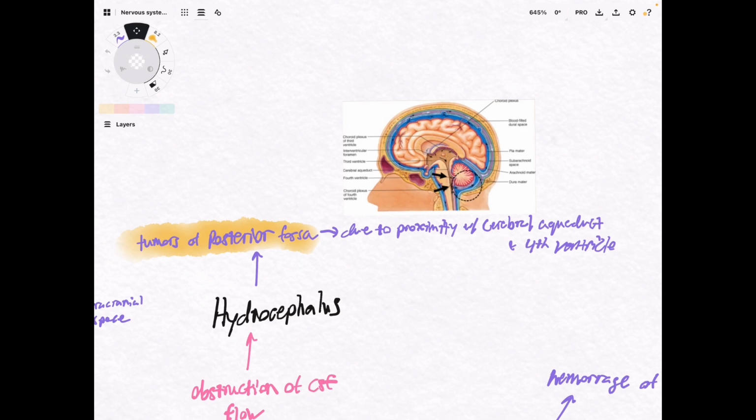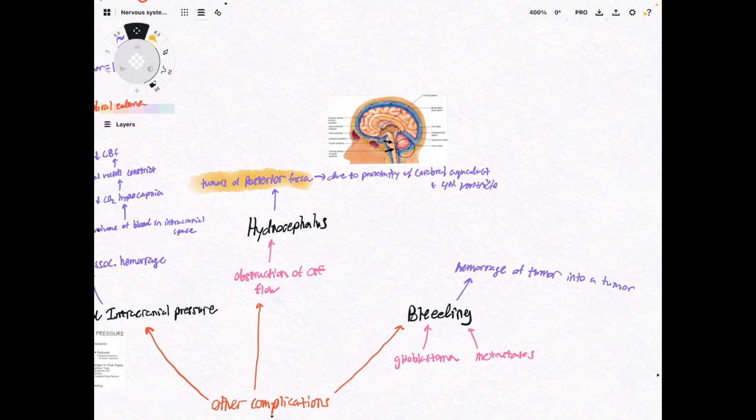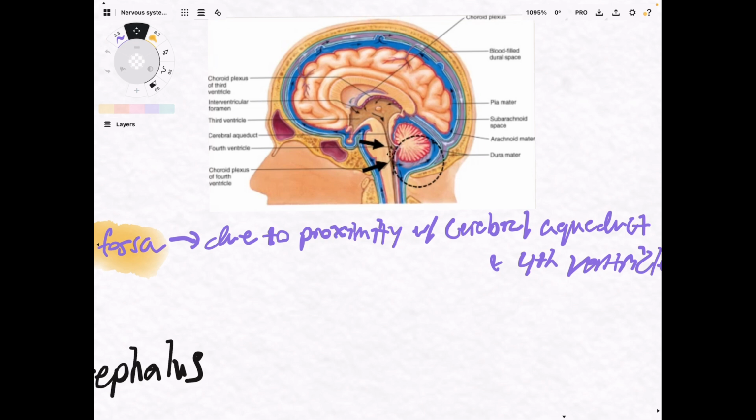That increases intracranial pressure. So hydrocephalus is a common symptom associated with tumors. And this is seen in tumors of the posterior fossa due to the proximity of the cerebral aqueduct and fourth ventricle. So that's around this area here.